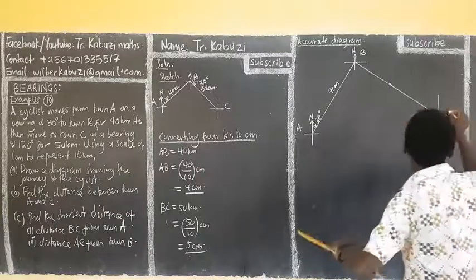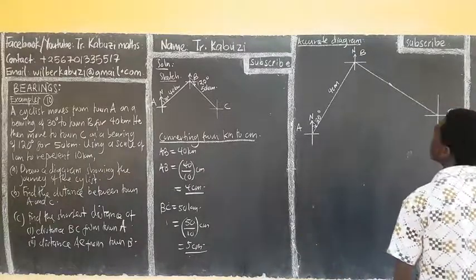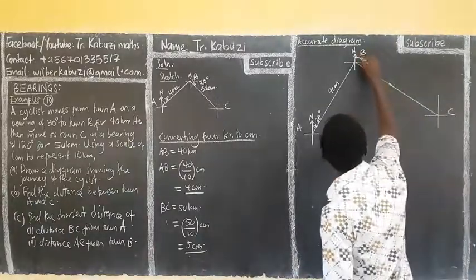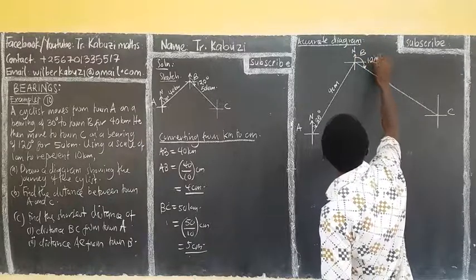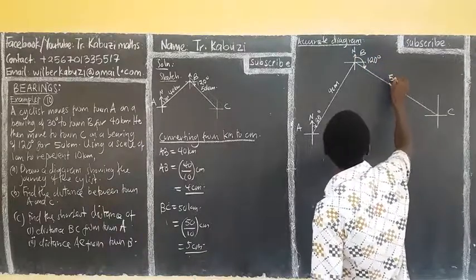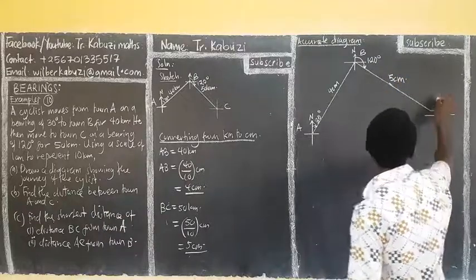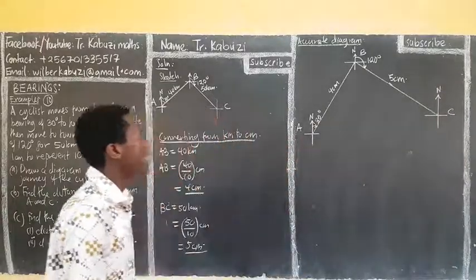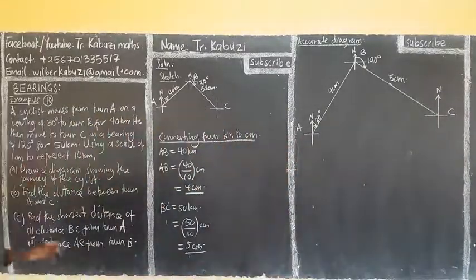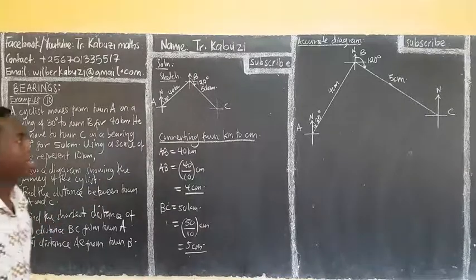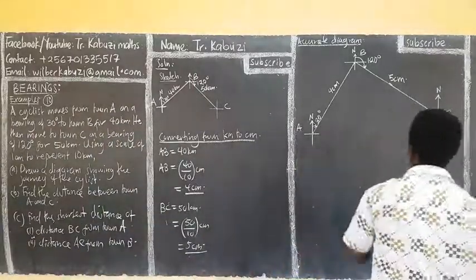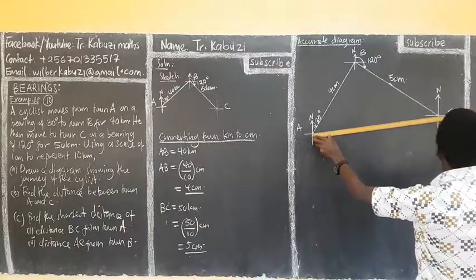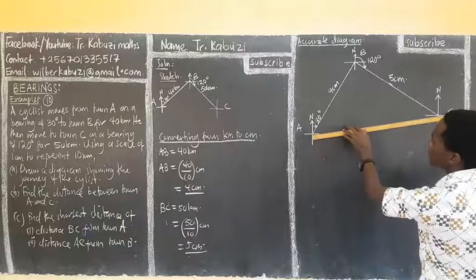So now, this is going to be my town C. From there, this bearing here is 120 degrees, and this distance is 5 centimeters, and that will be your town C there. So now, from there the question is, find the distance between town A and C. The distance between town A and C, this is the distance I join from here up to this town C. I join these two.